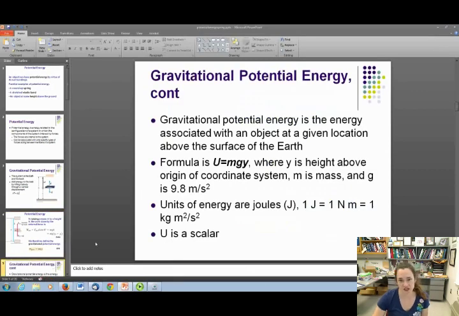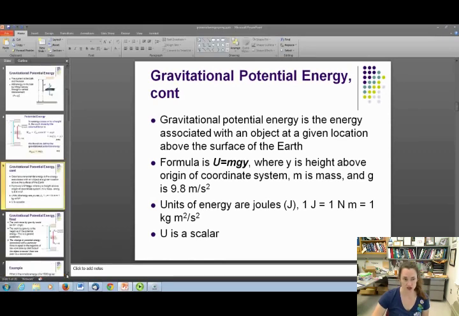So gravitational potential energy is the energy associated with an object at a given location above the surface of the Earth. Our formula for it will be mgy, where m is mass, g is 9.8 meters per second squared, and y is the height in meters. That will give you units of joules for our energy, just like every other energy unit that we've had. This is a scalar and not a vector, so it only has a magnitude and not a direction.